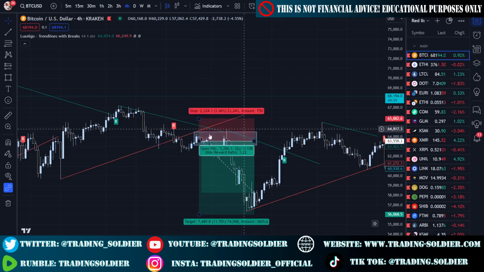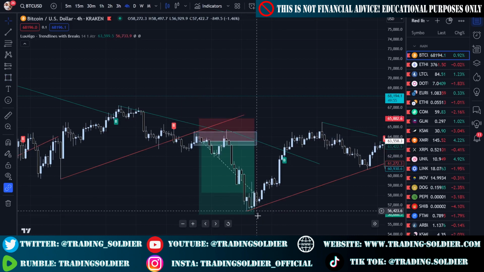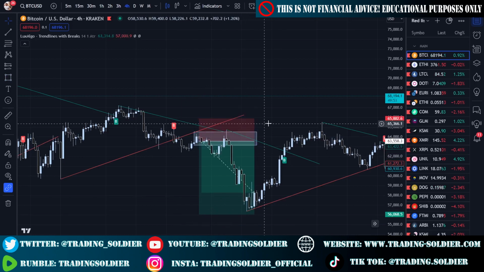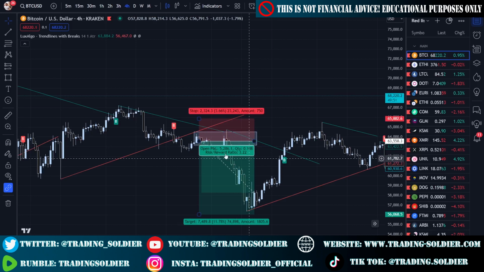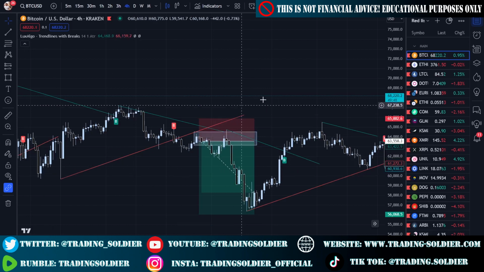This area will be my entry point. We have one retest, two retests, and then the bearish downtrend continuation, okay? Basically, this is one way we can use this indicator to the downside, on the short side.